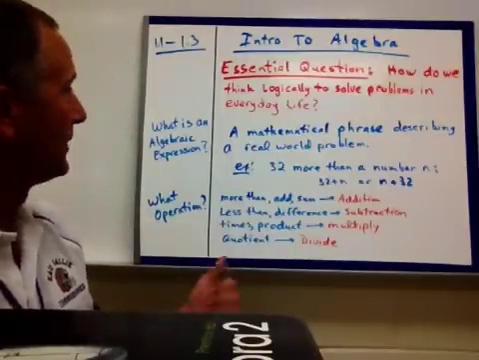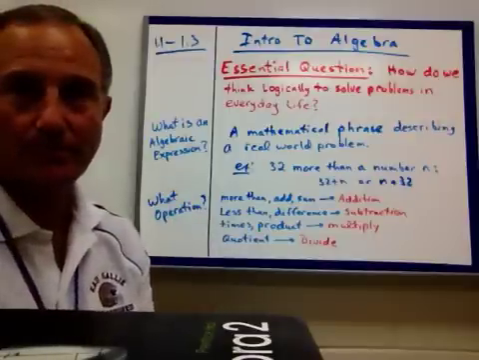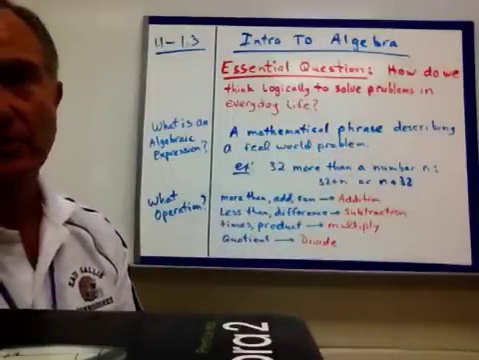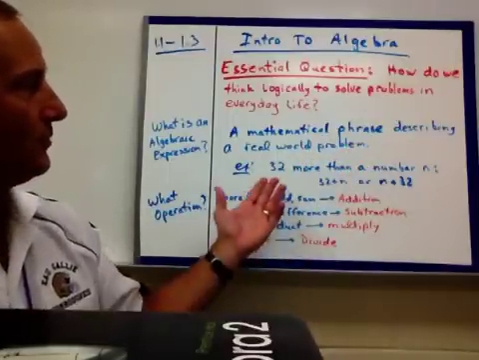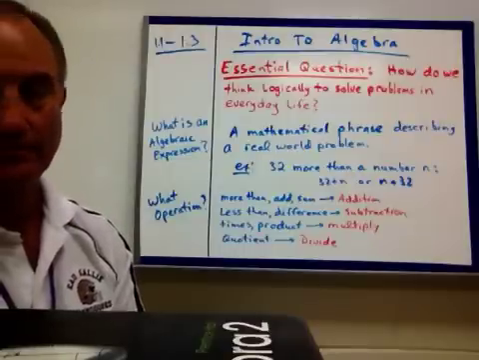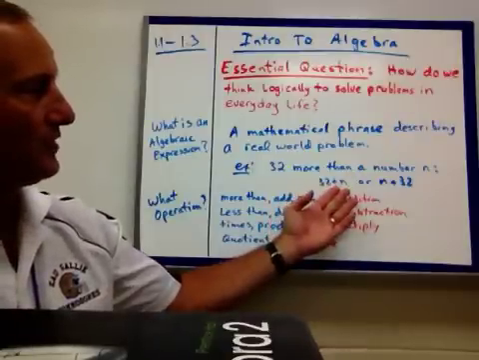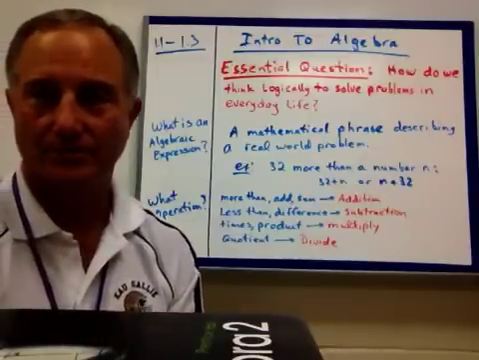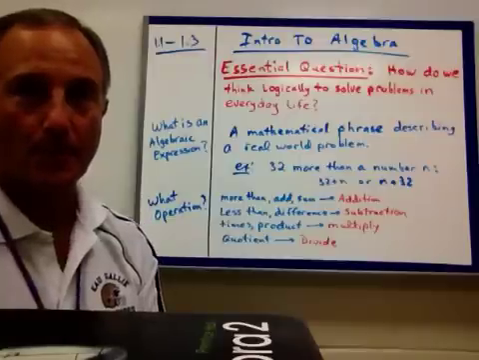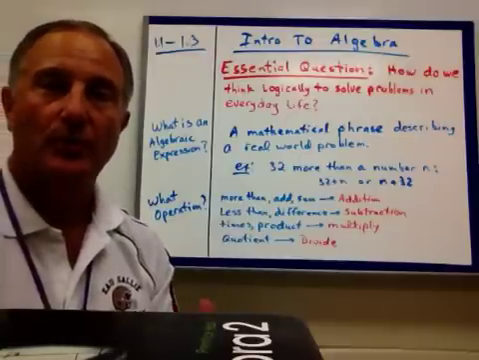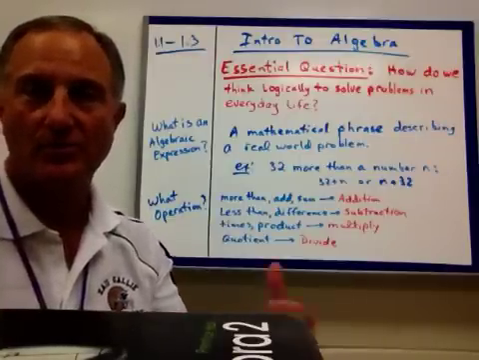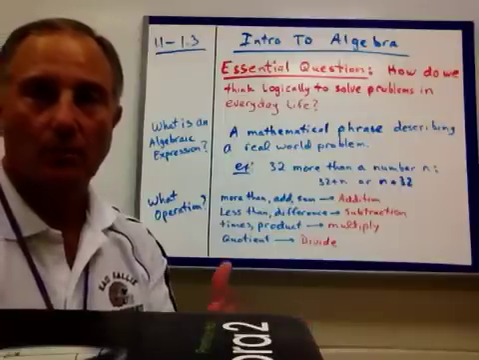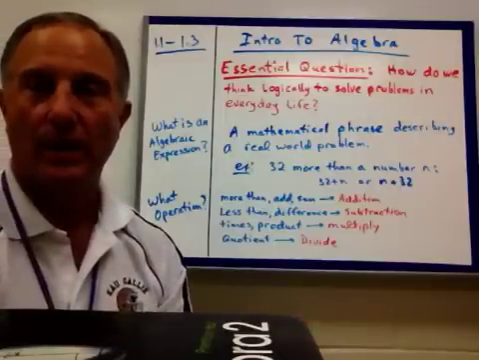The first thing we want to look at is what's an algebraic expression. Okay, an algebraic expression is a mathematical phrase describing a real-world problem. For example, 32 more than a number n can be written as 32 plus n or n plus 32, because order of operation doesn't matter in addition or multiplication for that matter. So the difference between an expression and an equation is the equation will be equal to something. The expression is just that, it's an expression, and I'll show you here in a later example how we evaluate that.